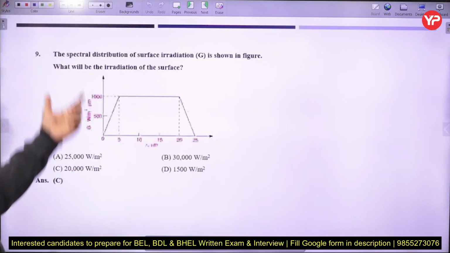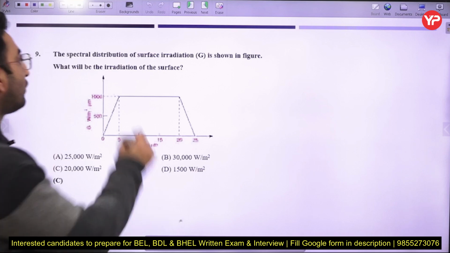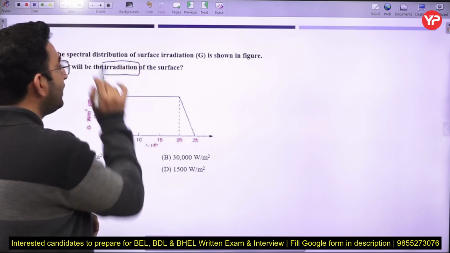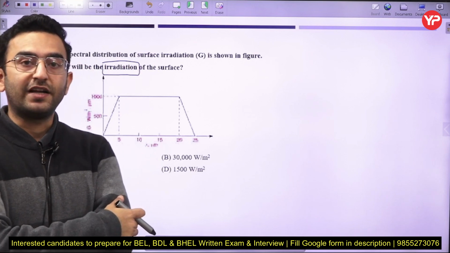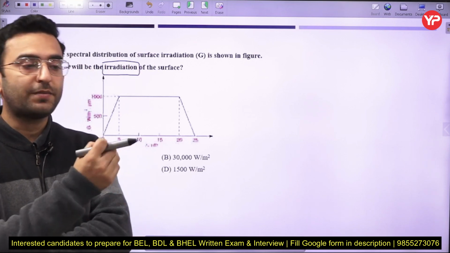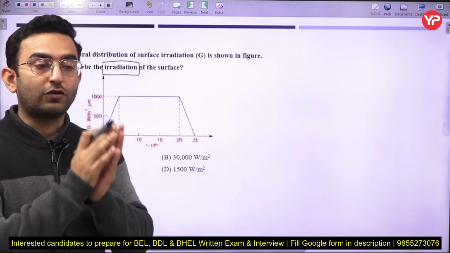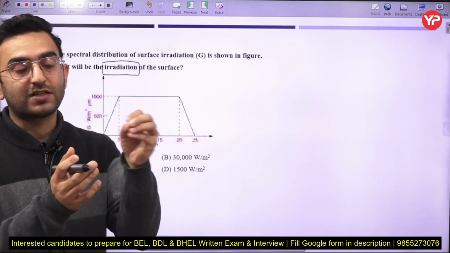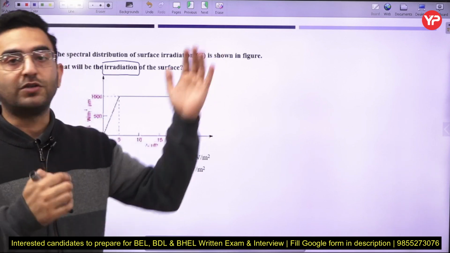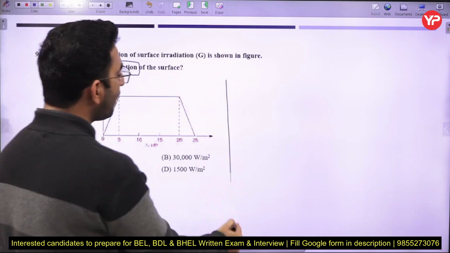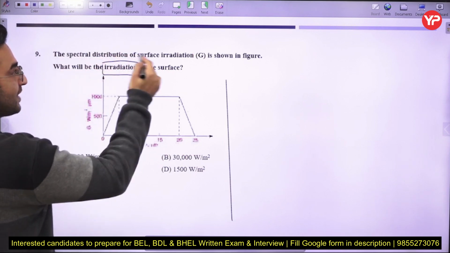The next part is the spectral distribution of the surface irradiation is shown in the figure. What will be the irradiation of the surface? Now here in the case of radiation, we normally study two types of terms. The first one is the irradiation and the second one is known as the radiosity. Now what is the meaning of irradiation? Irradiation basically represents the total amount of radiation which is striking on the surface, and the radiosity is representing the total amount of radiation which is leaving from the surface.